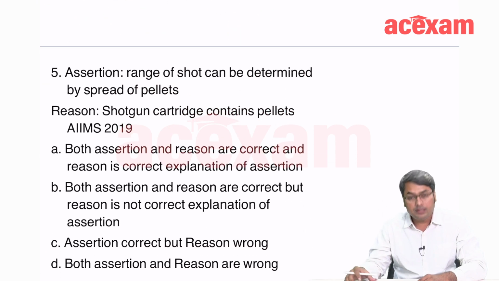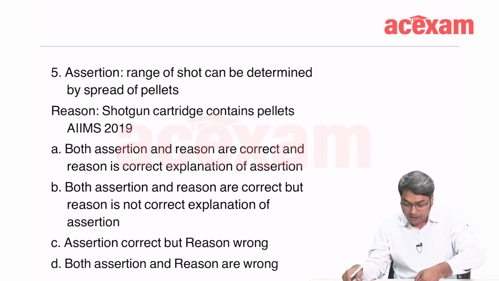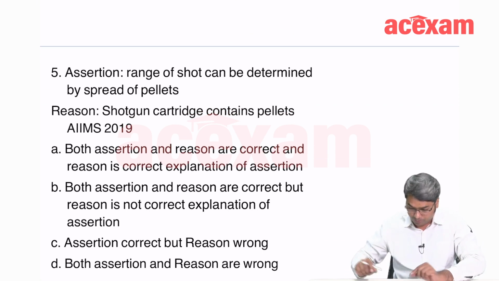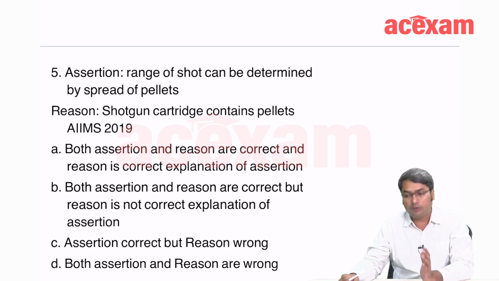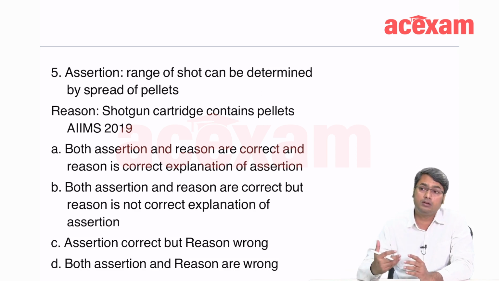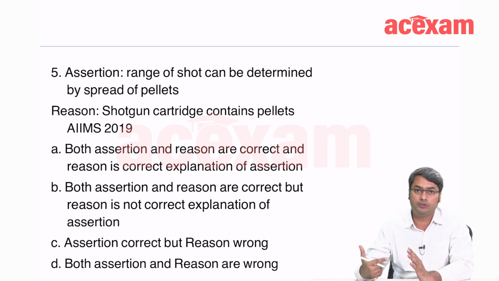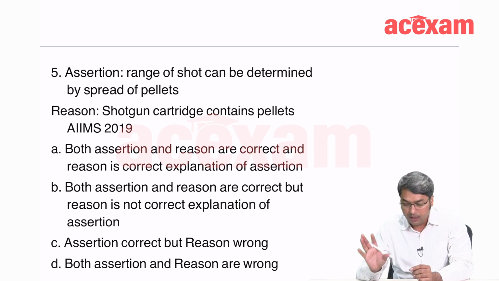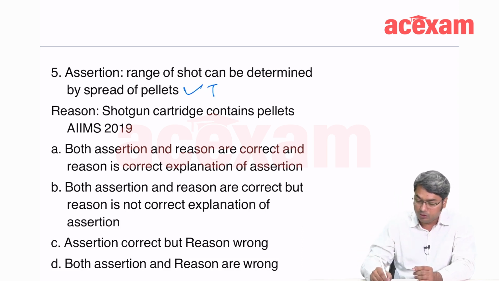Now comes an assertion reason type question. The assertion statement is: range of shot can be determined by spread of pellets. Pellets are related to shotgun wounds, we have already discussed it. So it's obvious that yes, range of shot can be determined by spread of pellets, depending on whether the shotgun is half choked, full choked or 3/4 choked. There are different formulas for that. So yes, this is true.